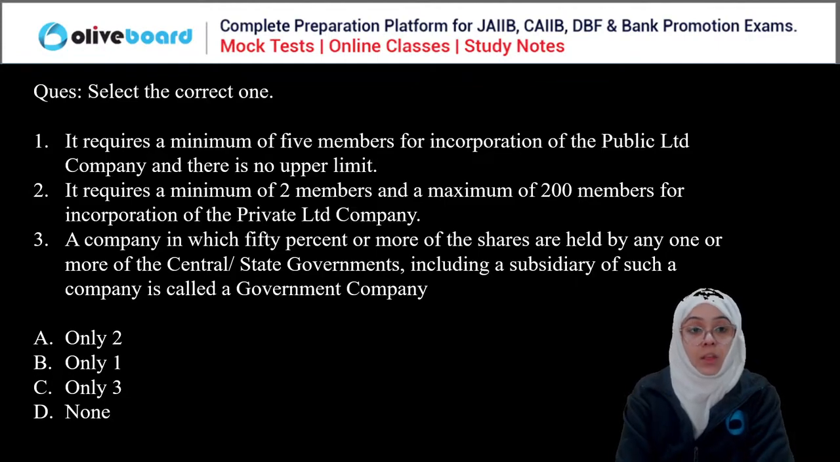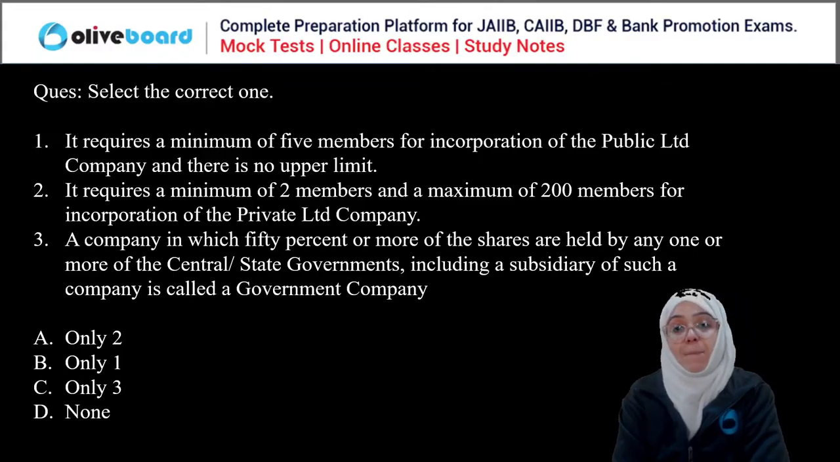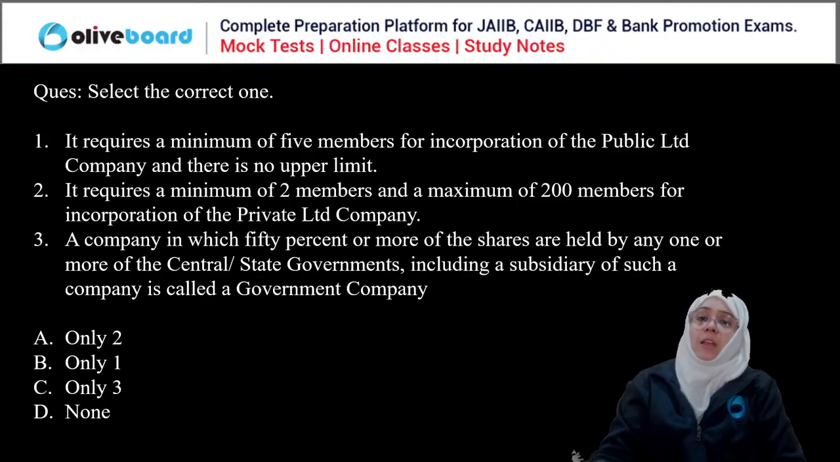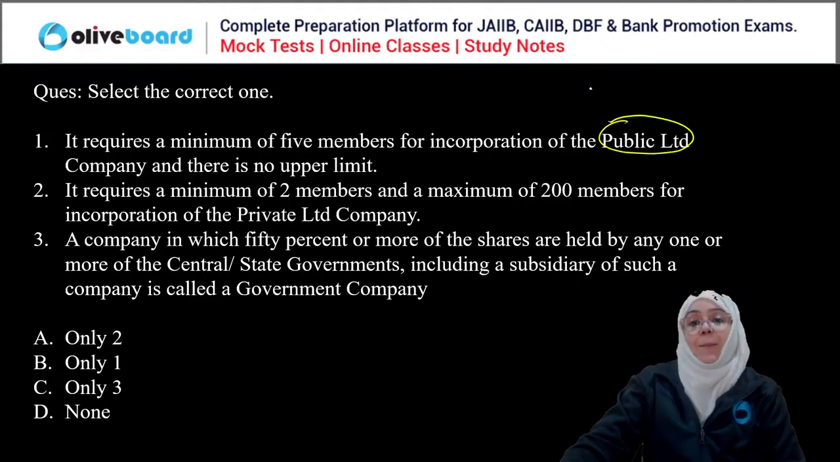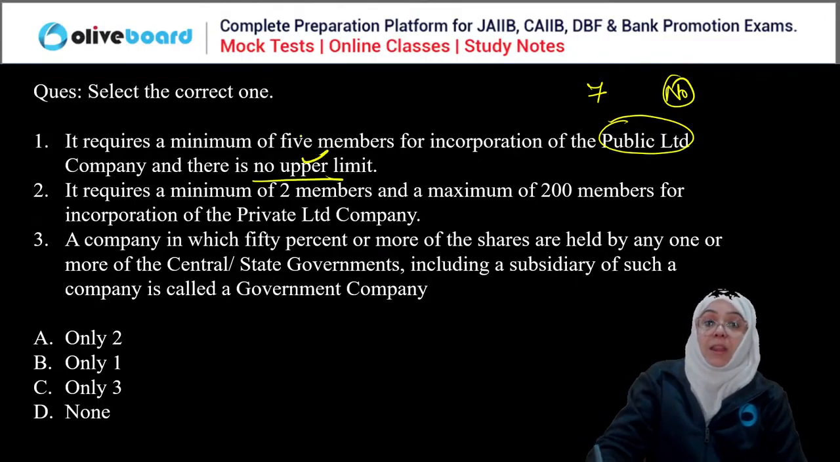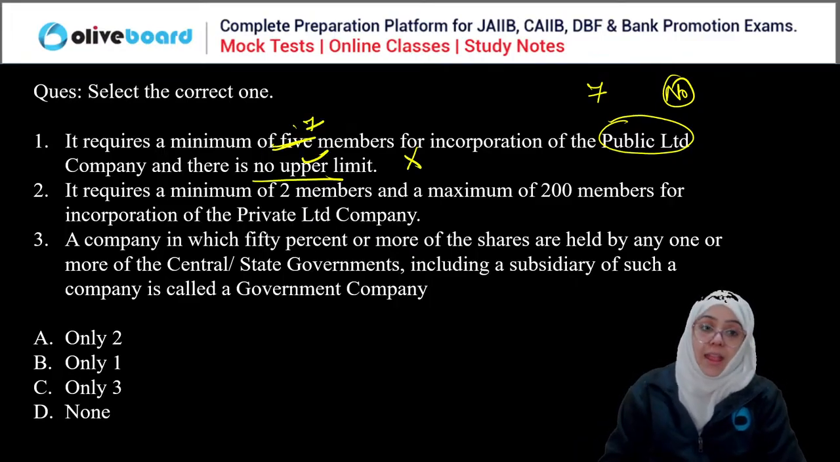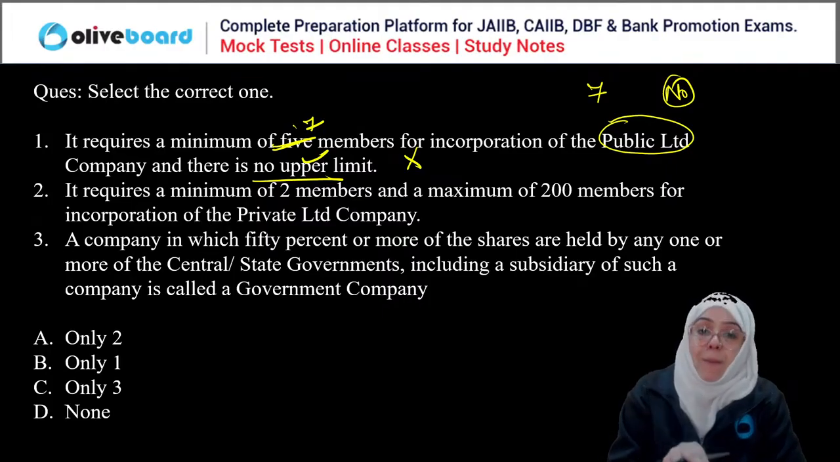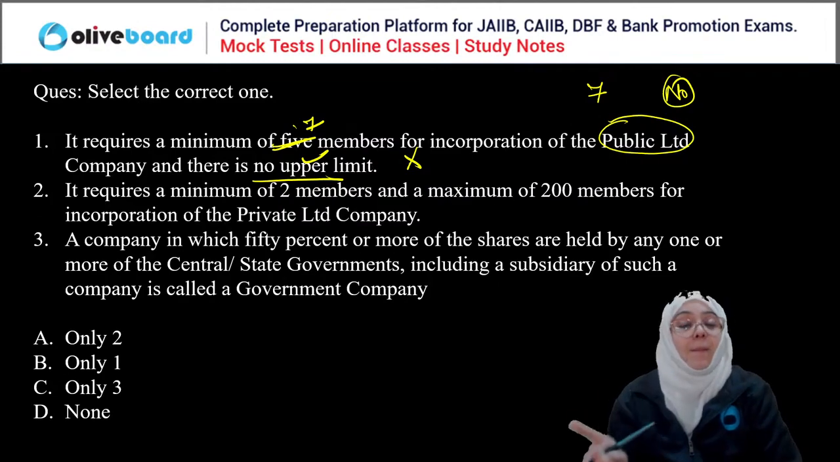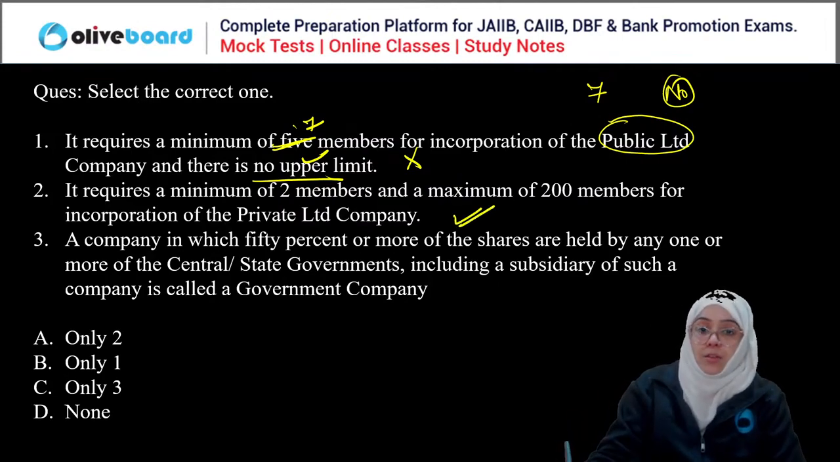Sunil, A. So we have to choose the correct statement here. It requires a minimum of 5 members for incorporation of a public limited company. Everyone, please answer this question. For a public limited company, a minimum of 7 members are required and the maximum has no limit. Maximum, there is no upper limit, true, but a minimum of not 5, 7 members are required. So the first is wrong. Second, it requires a minimum of 2 members and a maximum of 200 members. Minimum of 2, maximum of 200 members, true, right?